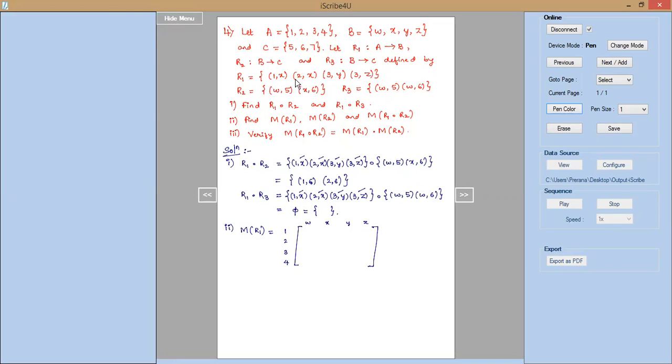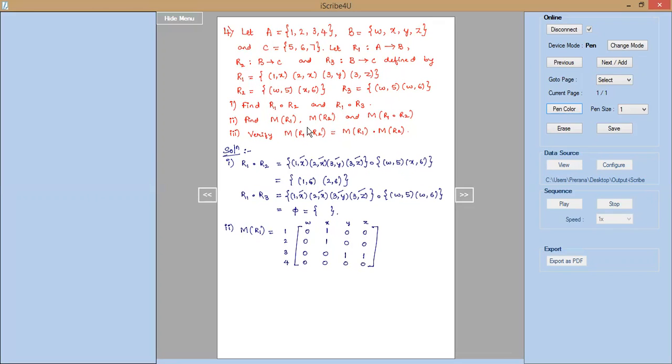So R1 is defined as 1 comma x, 2 comma x, 3y, 3z. For 1x, X is here, so first row, second column there will be 1. Then we have 2x, so second row, second column will be 1. The third element is 3 comma y, so third row, third column will be 1. And finally 3 comma z will be third row, fourth column. There are only 4 ordered pairs in R1, so I have 4 ones. The rest will all be zeros in the matrix. So let us fill zeros. So this is matrix R1.